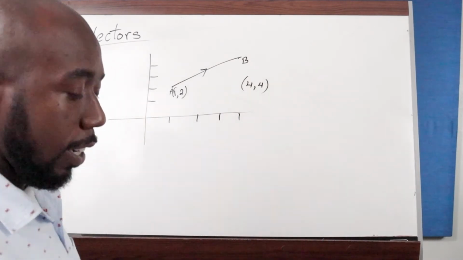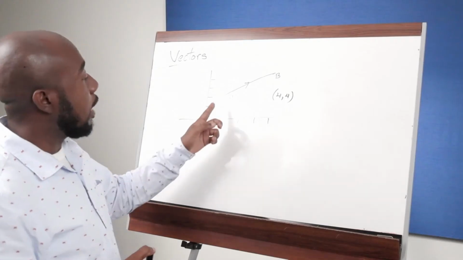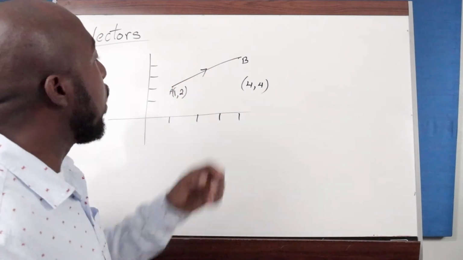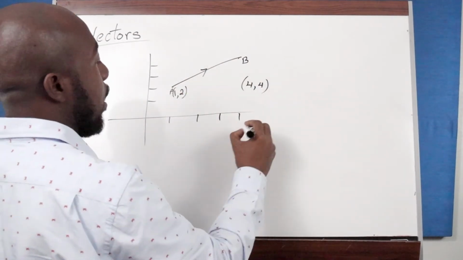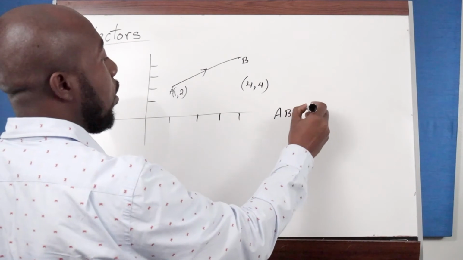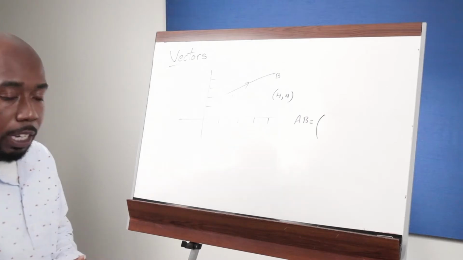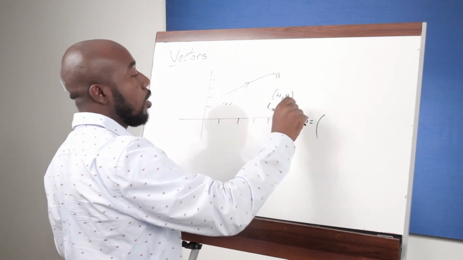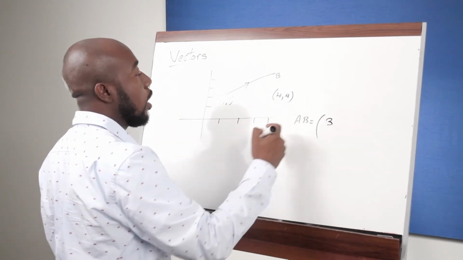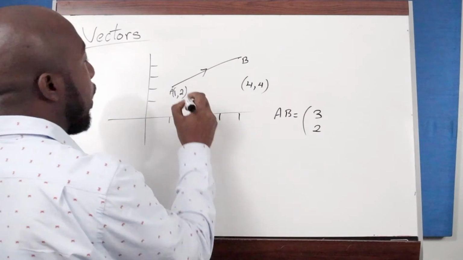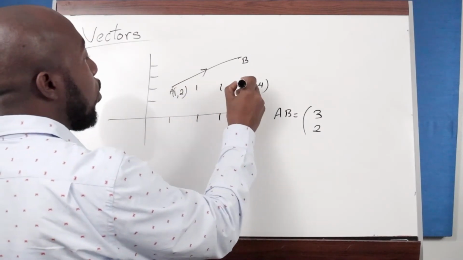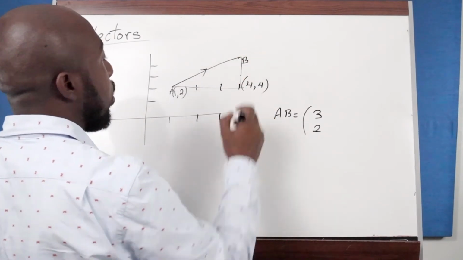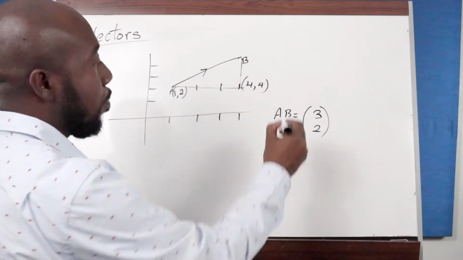Now this vector is a displacement that is moving from A to B. The arrow shows you the direction that it is going from A to B. So this vector AB can be written, normally as a column vector, which means how many across and how many up. So it's 3 across and 2 up. You can show it by going 1, 2, 3 across, and how many up? 1, 2. So AB is (3, 2).